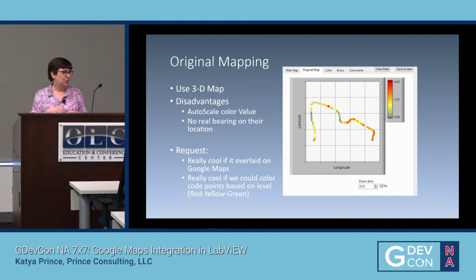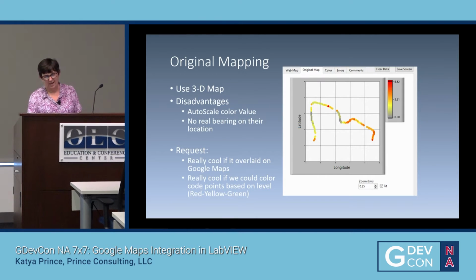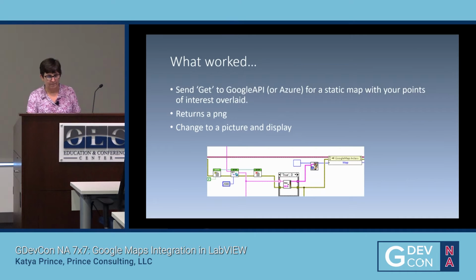And so their request came in when we were doing a bunch of changes. Wouldn't it be really cool if this was on Google Maps so we could actually see where we were? And they wanted a little bit more information about good, medium, high, so they basically wanted a simpler user interface for that.